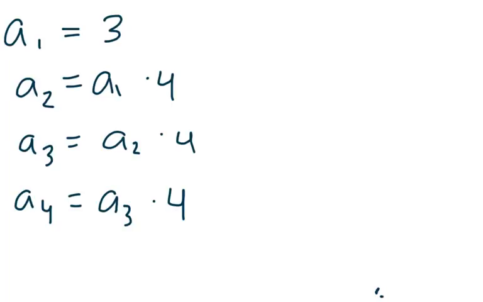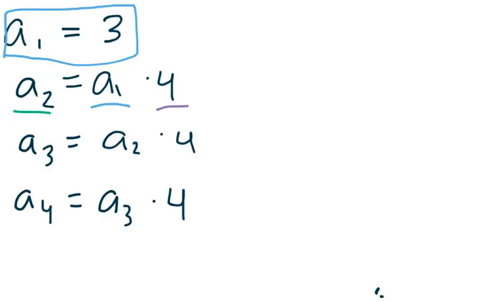Okay, so I have a sequence here, and I can see my first value in the sequence, a sub 1, is equal to 3. And then I see my next value, a sub 2, is equal to the previous value, a sub 1, and then I multiply that by 4.